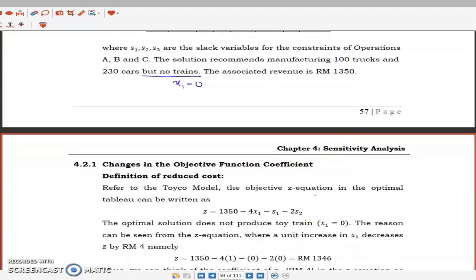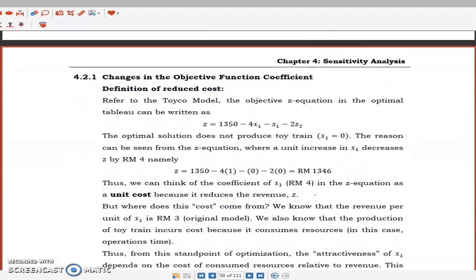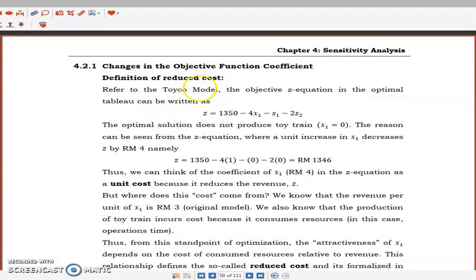Let's make some changes to this model. Okay. In section 4.2.1, we try to change the objective function coefficients. Meaning, in the case of Toyco, we change the revenue of the products. Okay. Let's refer to the Toyco model.